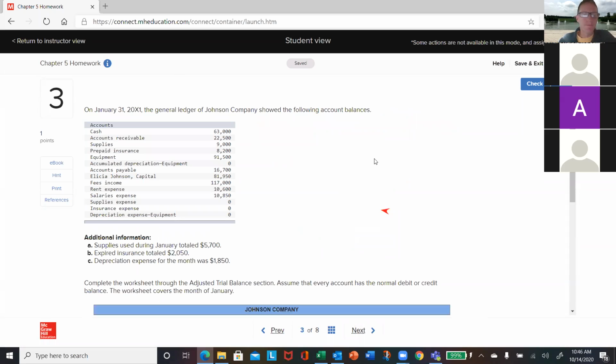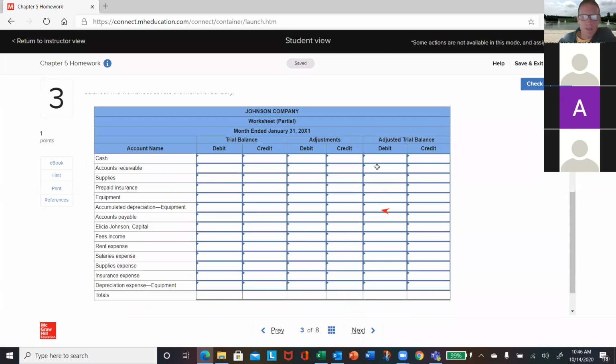This is number 3. Now, here's the deal about worksheets. I do not test on worksheets. You'll never see a test question or a quiz question from me on a worksheet, but they use worksheets to help you get to the financial statements, all right?